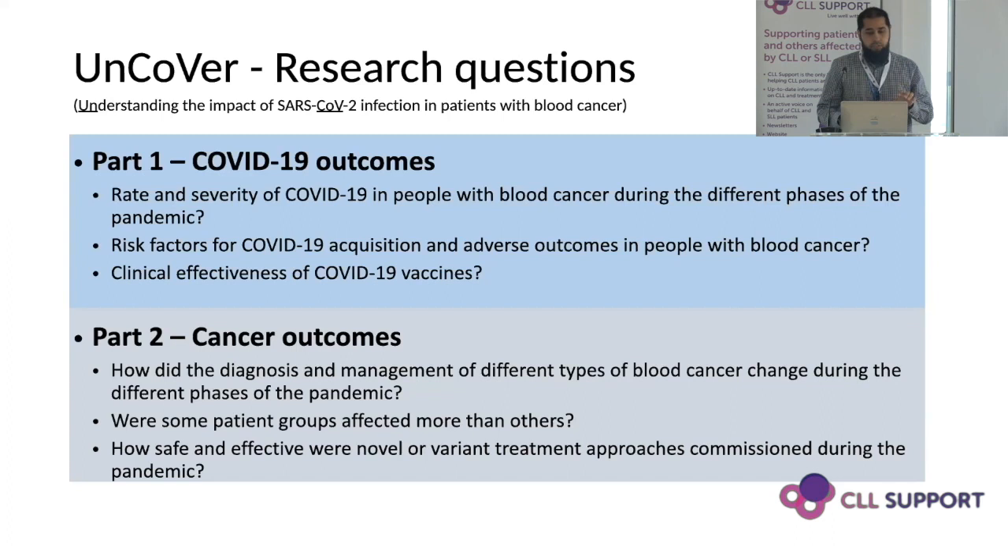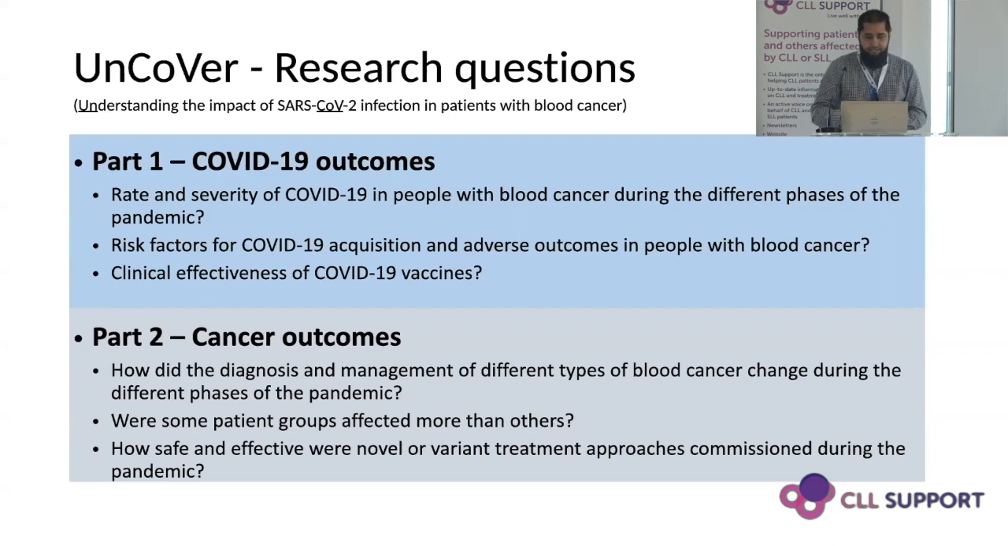The second part of the question is to do with the outcomes. So we know that since the pandemic, the treatment algorithms have changed, particularly in CLL with ibrutinib, et cetera, coming into the first-line setting. How has that changed outcomes for patients? And what is the side effect profile associated with that in the real world setting?